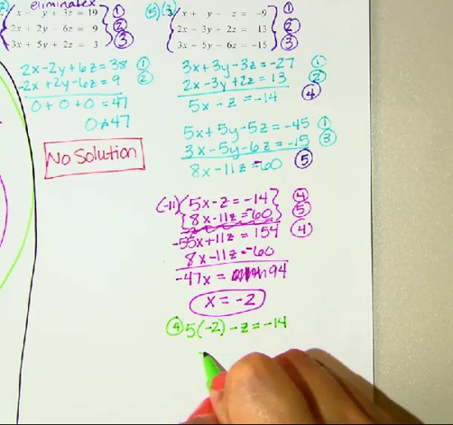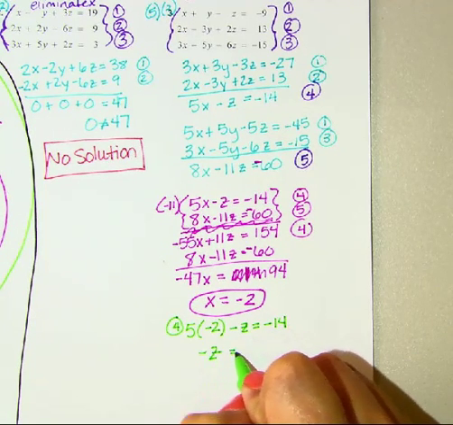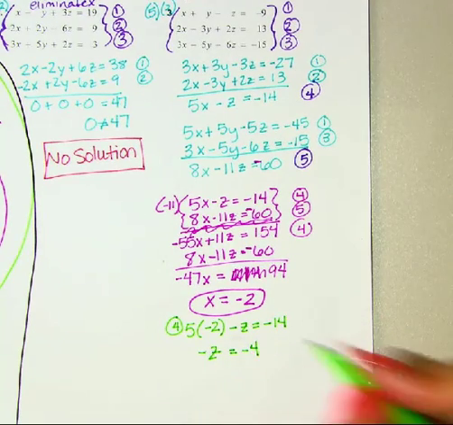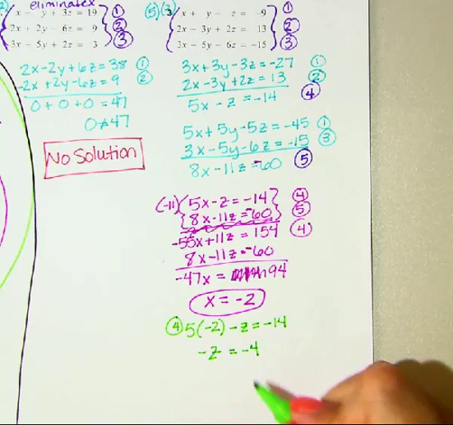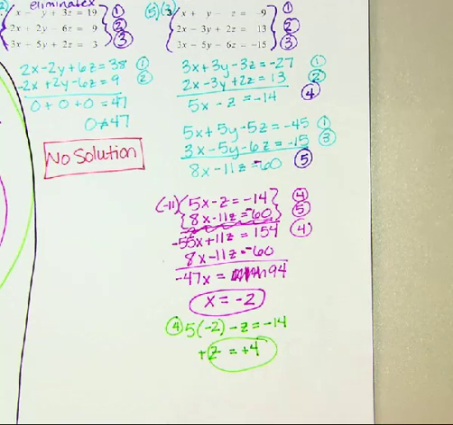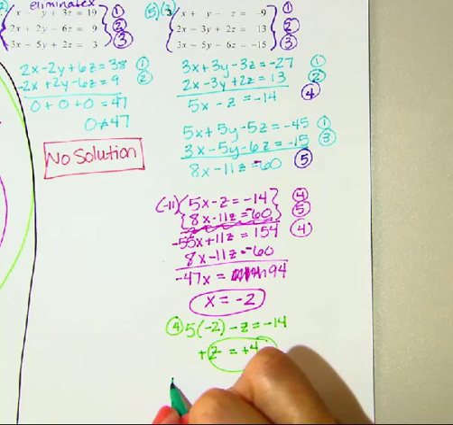So I'm going to get a negative z equals negative 4, negative 14 plus 10. And then I can't have z being negative, so I divide by negative 1, which makes both of these positive. So z is going to be a positive 4. Then I take that x and z, and I plug it back into one of my original equations. And I'm going to choose equation number 1.